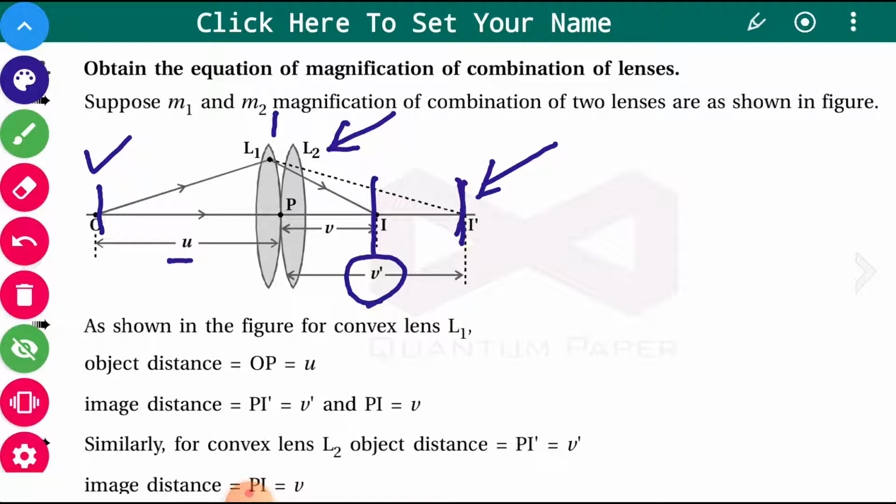These lenses are very thin, so whether you take the distance from the first lens or the second lens, it makes no difference. That is why it is taken from the combination of lenses, because these lenses are very thin.